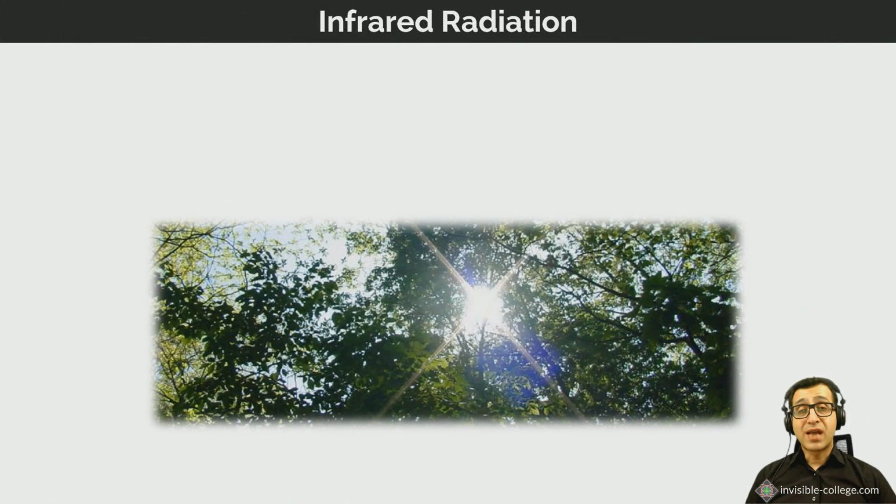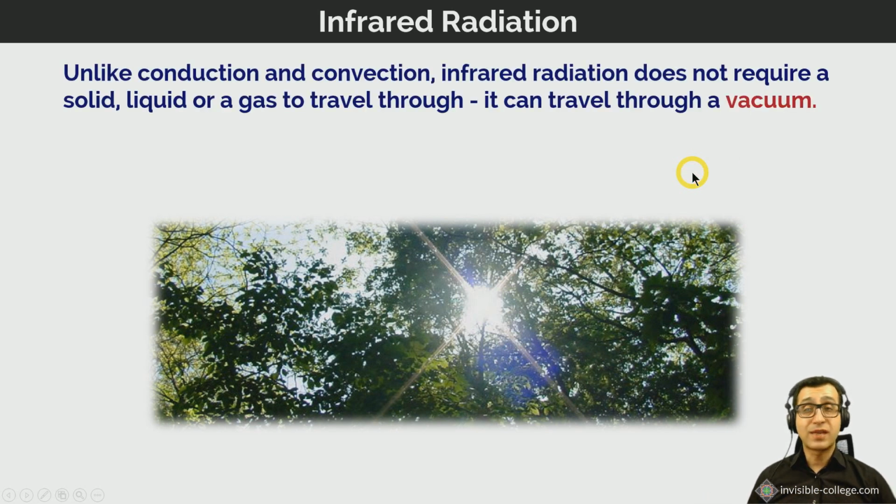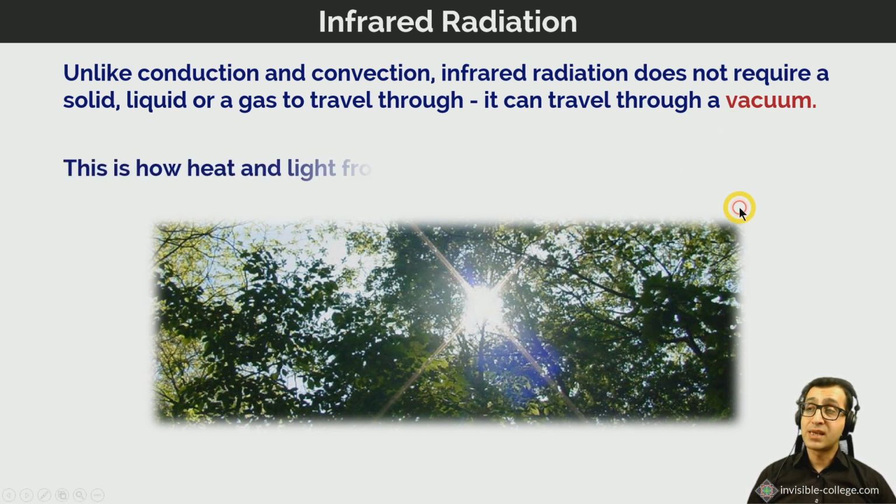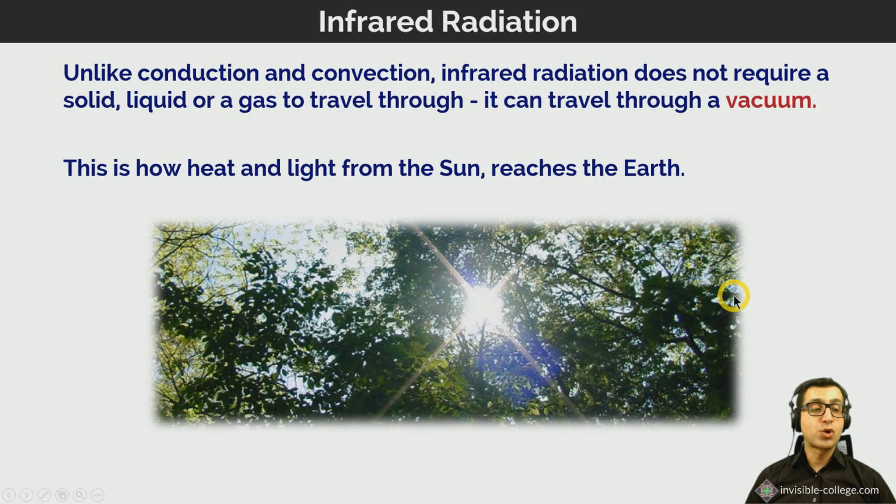So unlike conduction and convection, infrared radiation does not require the motions of particles. It can be transferred through a vacuum, and in fact it is. We get a lot of infrared radiation from the sun, and in order to get to the Earth it has to go through the vacuum between the sun and the Earth, and obviously there are no particles there. So infrared radiation is a form of heat transfer which does not require particles.